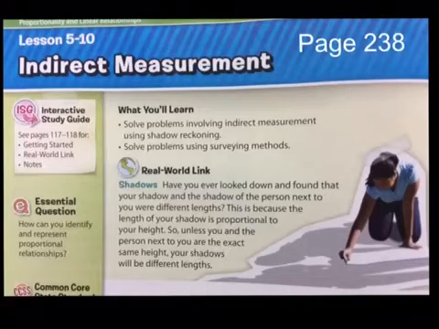Hello everyone, welcome to lesson 5-10, Indirect Measurement. This lesson is found on page 238.